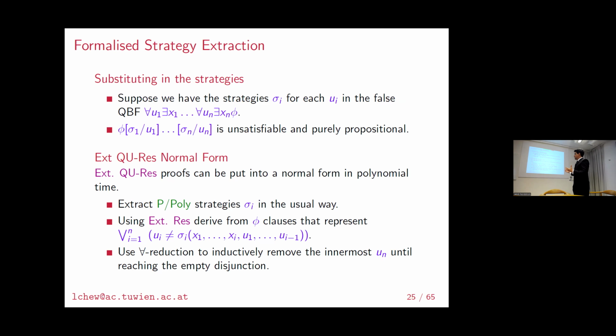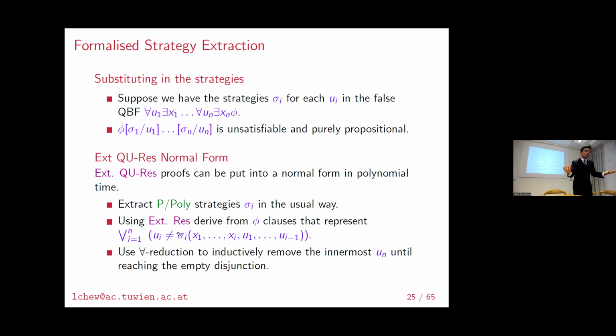So it turns out that you can transform extended QU resolution proofs such that the first part of the proof is going to be purely propositional, and it's going to basically state that this particular thing here is going to be false, right? And you do that by extracting out the strategies and then substituting them in and then proving this sort of thing here. And then from that, you derive, just using extended resolution, that at least one universal variable does not equal its strategy, right?